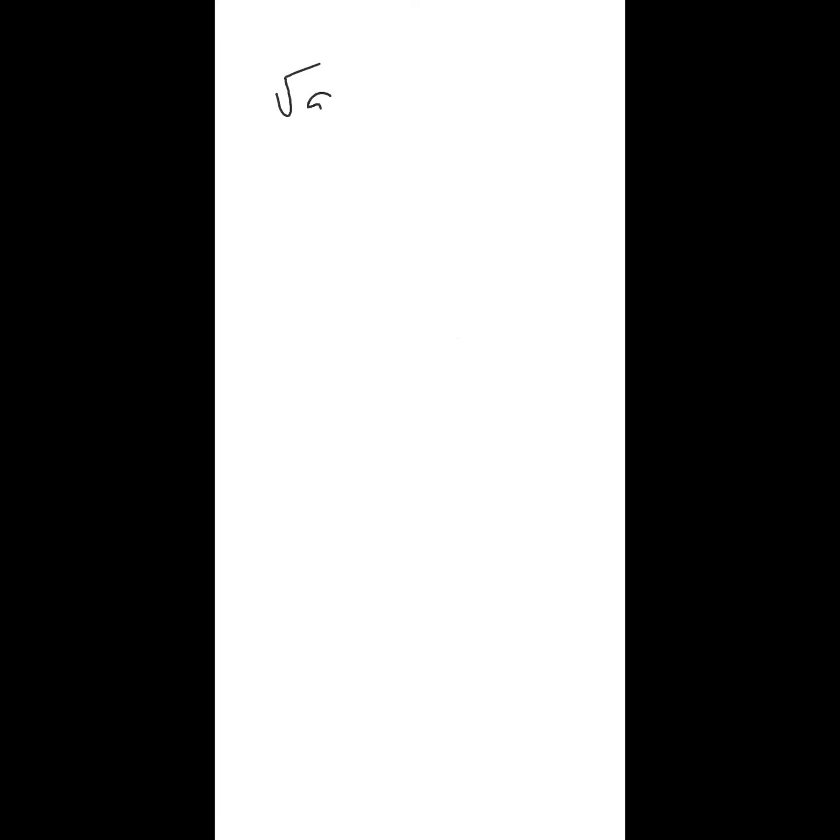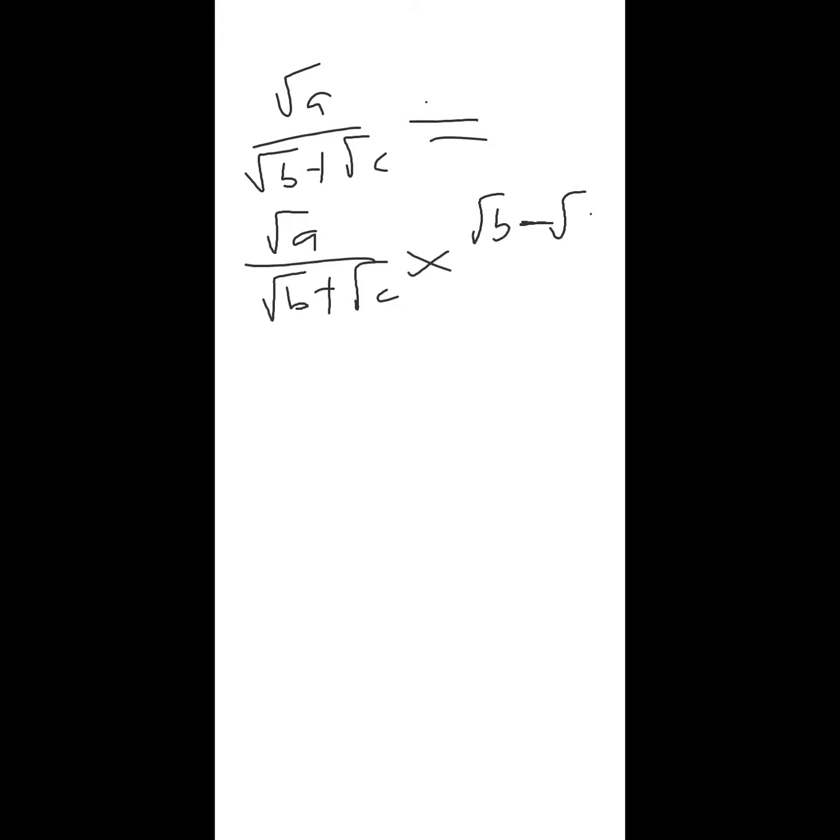If you have root a over root b plus root c, the first thing you need to establish is the conjugate of the denominator. You will use the conjugate of the denominator to rationalize, just like we did for the first one. So it's going to be equal to root a over root b plus root c multiplied by root b minus root c all over root b minus root c. So this is the expression for a surdic expression that has double surds as its denominator. So you will use the conjugate of the denominator to rationalize.